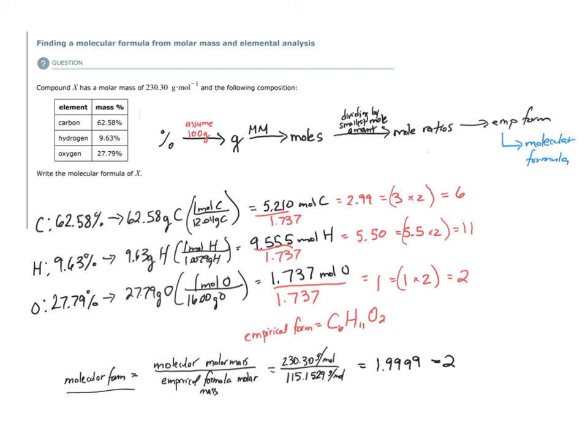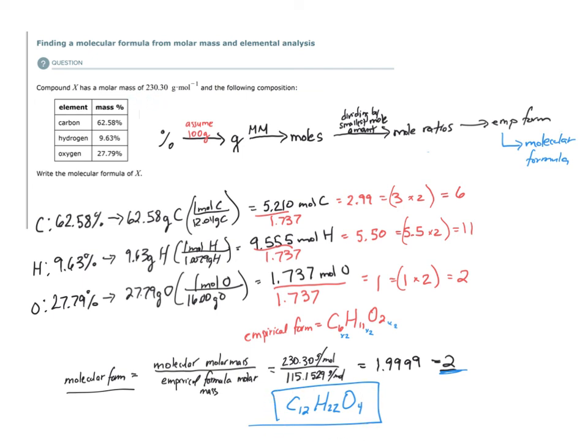So what do I do with that 2? Well, I use that now to find the molecular formula. I take this 2 and I multiply all of the subscripts in my empirical formula by this multiplier. So that means that this needs to be multiplied by 2. This one does, and that one does as well. So what I'll end up with is C12H22O4. That is my molecular formula. And if you actually find the molar mass of this molecule, you should get 230.3.